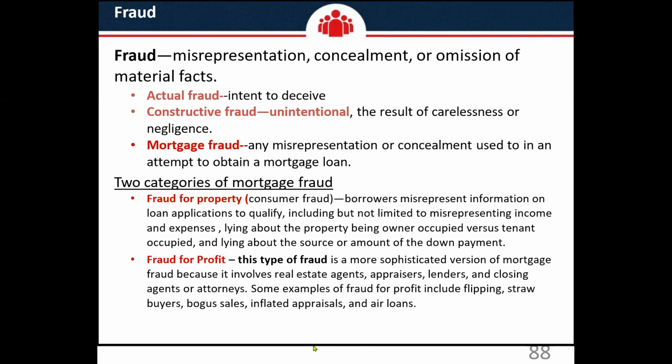Fraud for property. Fraud for profit is said to be committed by us. They consider that we're like industry insiders, and we all collude together in certain ways to commit fraud for profit. This type of fraud is a more sophisticated version of mortgage fraud because it involves everybody: real estate agents, appraisers, lenders, closing agents, attorneys, and they're kind of in collusion with each other. Some examples of fraud for property include flipping, straw buyers, bogus sales, inflated appraisals, and air loans.